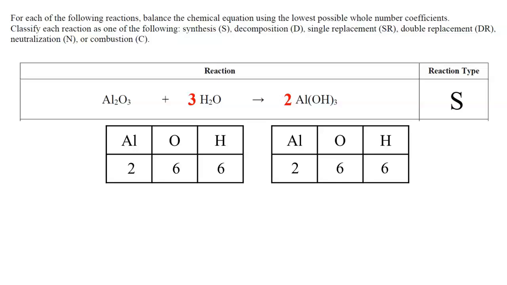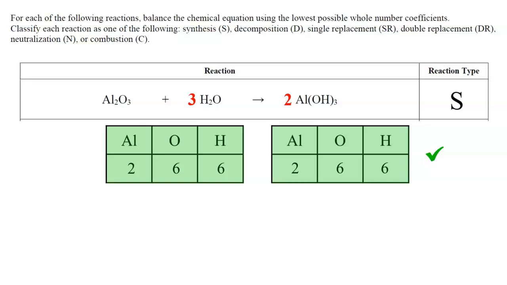Hopefully you can see at this point we have the same number of each type of element on both the left and the right, so this equation is now balanced. And the coefficients from left to right are 1, 3, and 2.